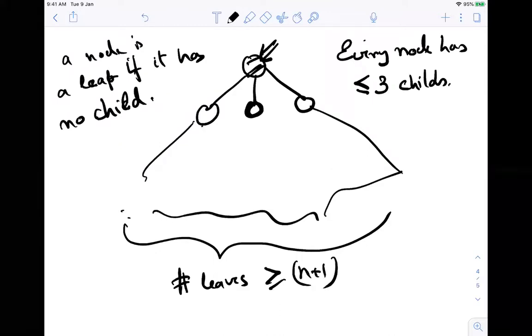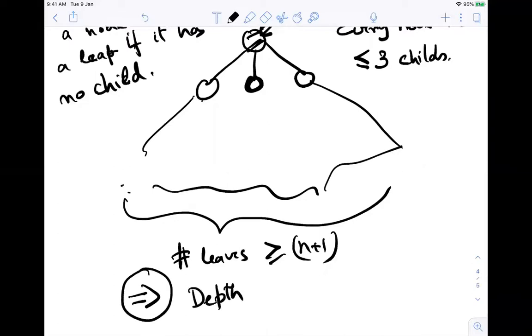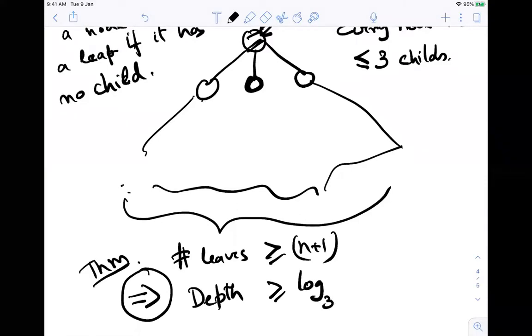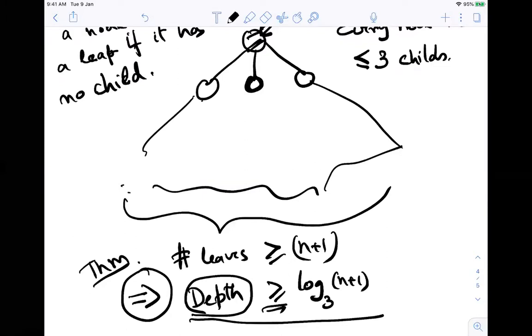These are the only two facts that I have: every node has less than or equal to 3 children, and the number of leaves is greater than or equal to n plus 1. Then the depth, this is a fact, let's call it a theorem. I am not proving it, you guys prove it. Depth must be bigger than log base 3 of n plus 1. It might be way bigger, I completely agree, but this inequality will still hold. I am interested only in the lower bound of the depth. I'm not saying that all trees of this form have depth log n plus 1.